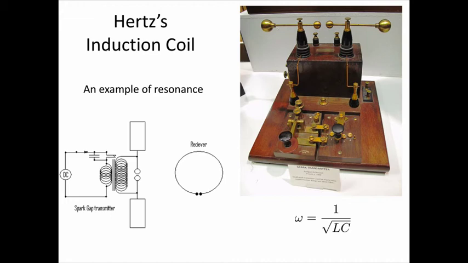And they'd worked out from work with capacitors and inductors that the resonant frequency turned out to be omega, which is 2 pi times the frequency, equals 1 over the square root of L times C. So that means if he knew the inductance of his coil and the capacitance of his capacitor, then he was able to find the frequency of the radio waves that his induction coil was giving out.